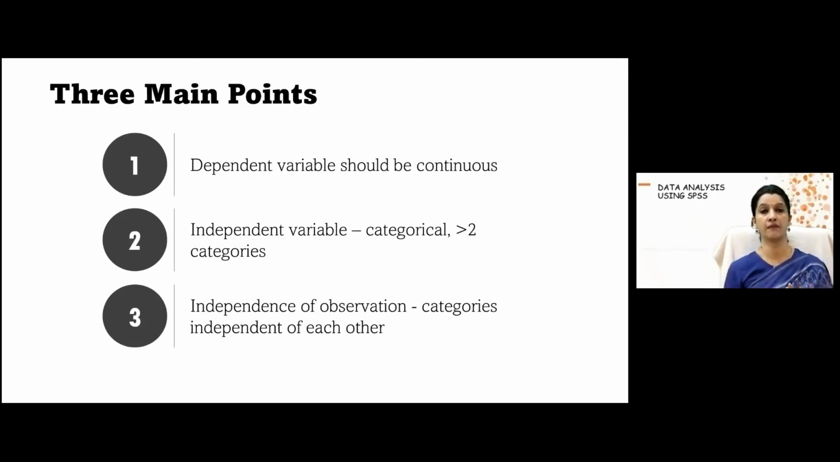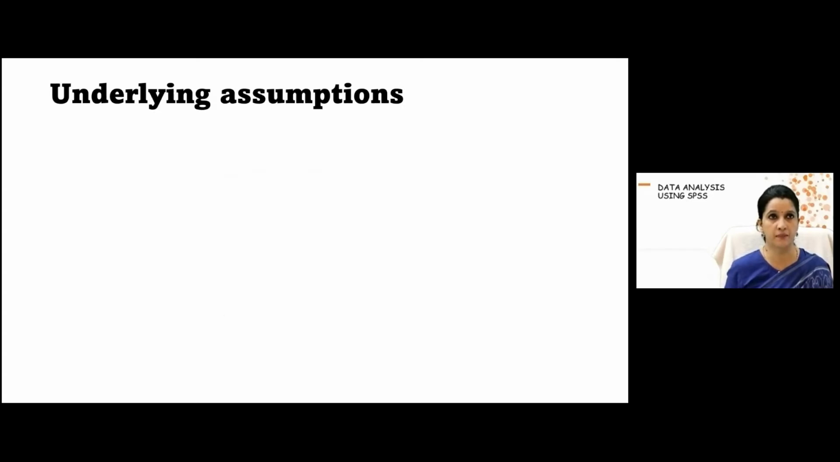Because in one-way ANOVA, you have independence of observation. It means there are three groups: males are a separate group, females are a separate group, and transgender is a separate group. If you have counted one individual as female, you cannot count that individual as male. All three groups have different sets of participants. So that is very important to understand for the one-way ANOVA and the independent sample t-test.